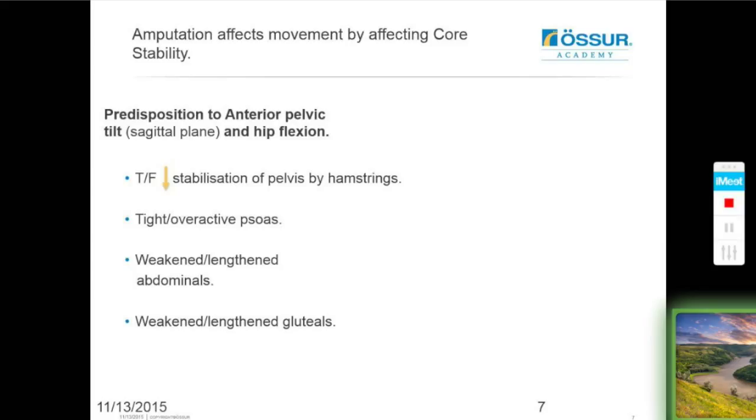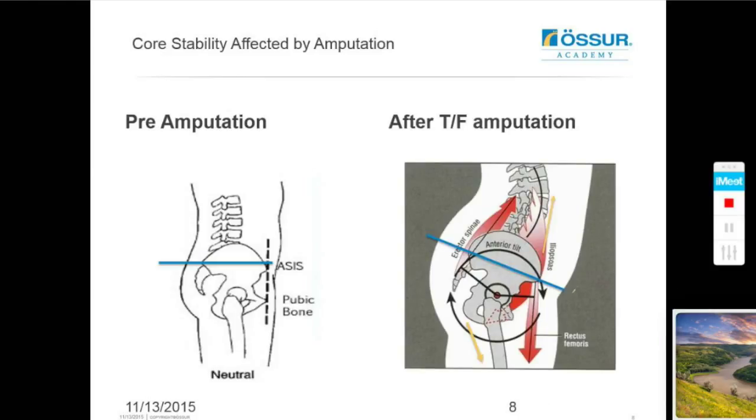Amputation also affects movement of the amputee by affecting core stability. There is a predisposition towards anterior pelvic tilt in the sagittal plane and hip flexion. This is carried out because of a decreased ability of stabilisation of the pelvis by the hamstrings, those tight and overactive psoas muscles, the weakened and lengthened abdominal muscles, and the weakened and lengthened gluteals.